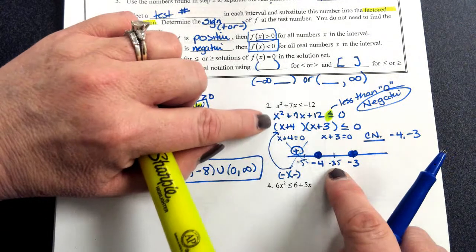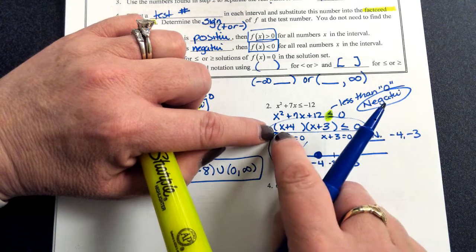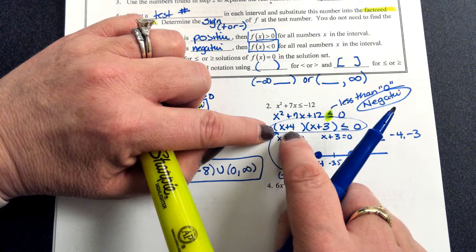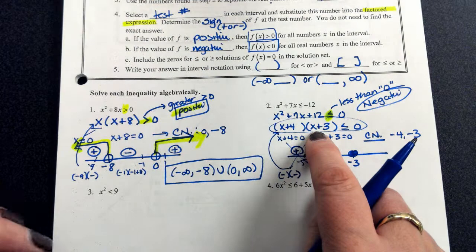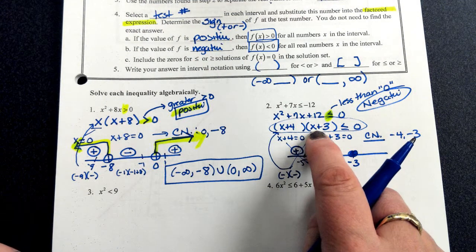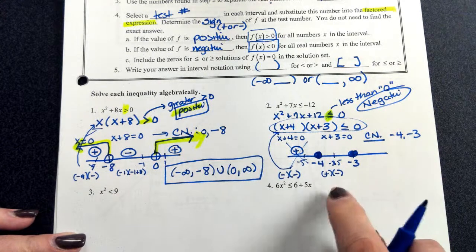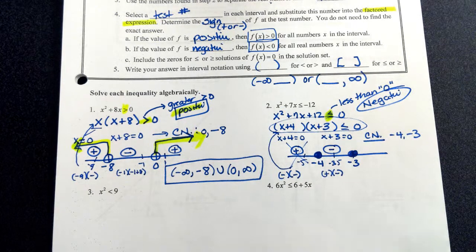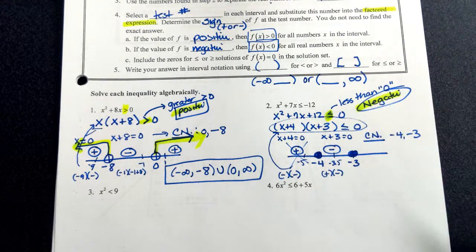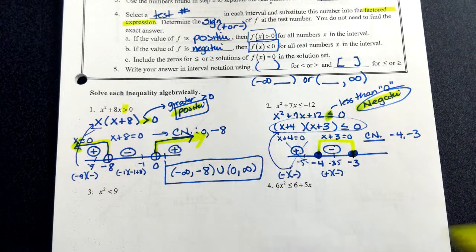When I plug -3.5, again, use your factored form. When I plug it in for x, -3.5 plus 4, would that be a positive number or a negative number? Positive. Times, -3.5 plus 3, would that be positive or negative? Negative. So what happens with a positive number times a negative number? It's negative. Again, what am I looking for? I'm looking for negative intervals. So I know I'm going to have a solution set between -4 and -3.